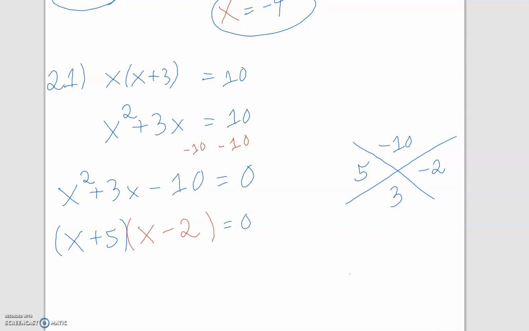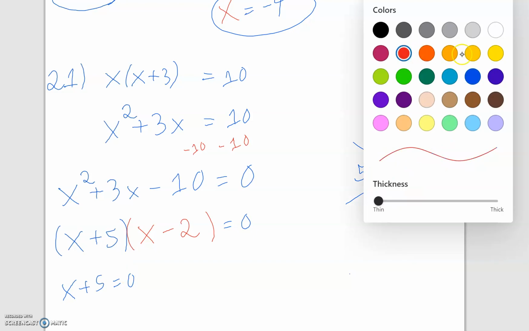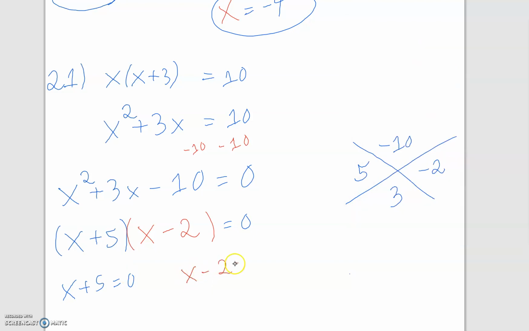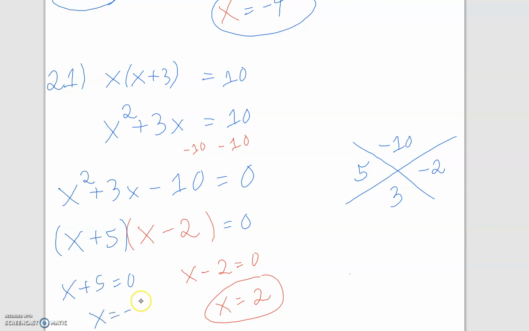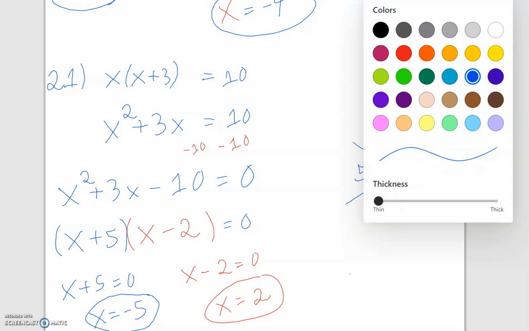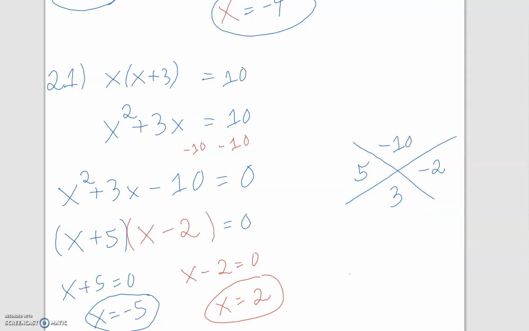Now here, once again, I have the product of two things equal to 0. This will allow me to create two equations here in order to solve for x. Solving for x in those equations, I have x equals negative 5 and x equals positive 2. So these are just two quick examples involving the solving of quadratic equations using the factoring method.